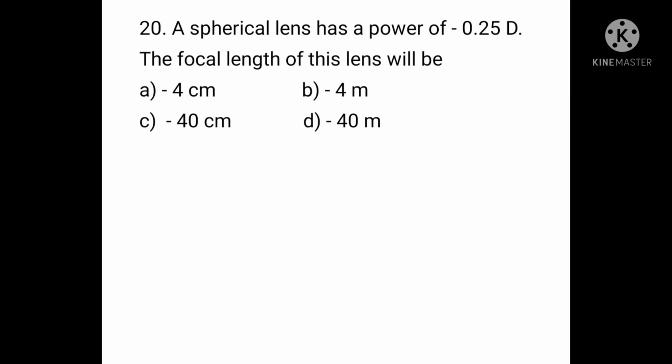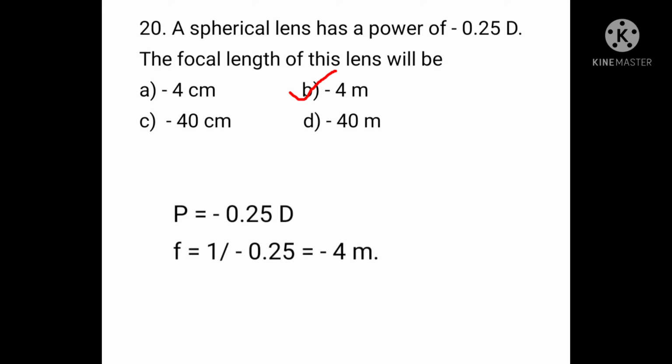Question number 20. A spherical lens has a power of minus 0.25 diopter. The focal length of this lens will be: option A, minus 4 cm; B, minus 4 meter; C, minus 40 cm; D, minus 40 meter. The correct answer is option B, minus 4 meter.